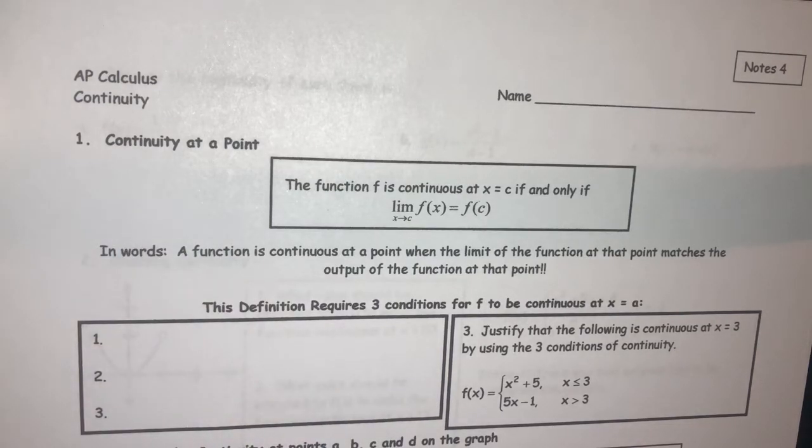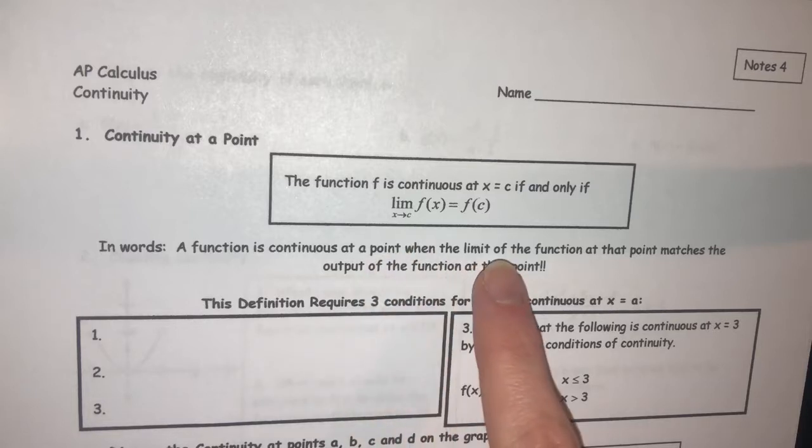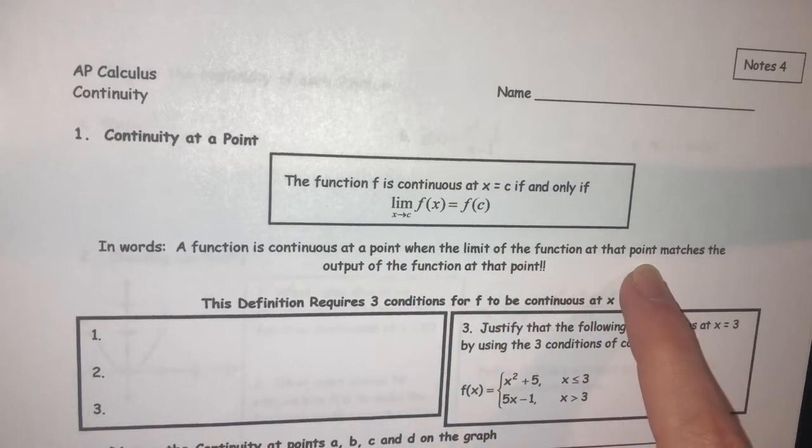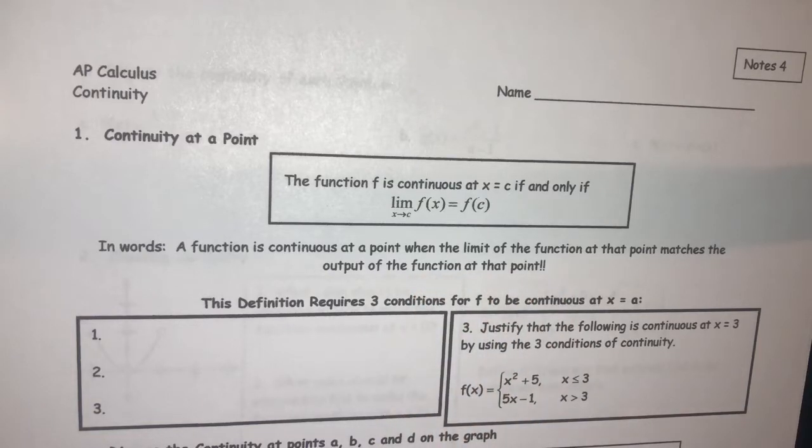That is an intuitive definition, but the official definition of continuity can't be learned until you have an understanding of calculus and limits. So here it is in the box. The function f is continuous at x equals c if and only if the limit as x approaches c of f of x is equal to f of c. So in words, a function is continuous at a point when the limit of the function at that point matches the output of the function at that point.